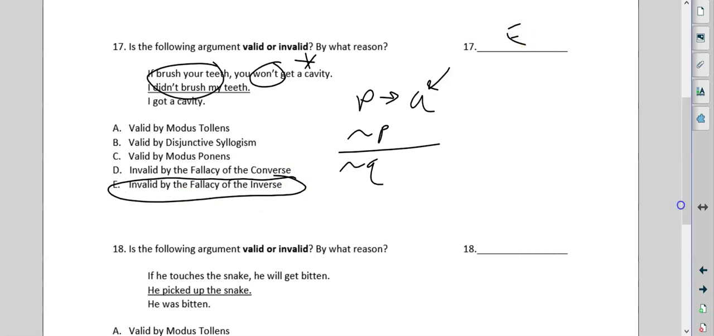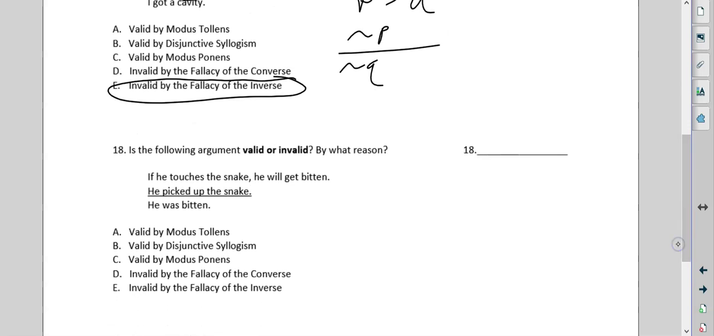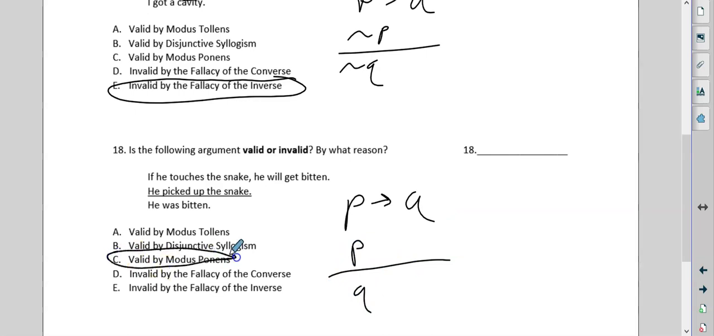And last but not least, if he touches a snake, then he will get bitten. He picked up the snake. He got bitten. Well, that is C, modus ponens. Valid. That's it.